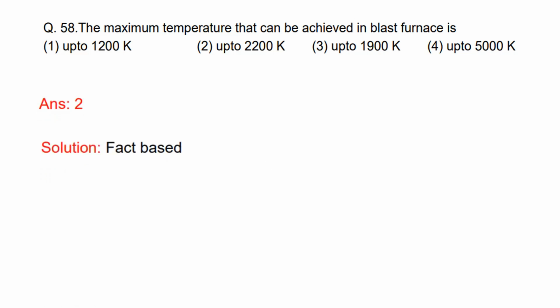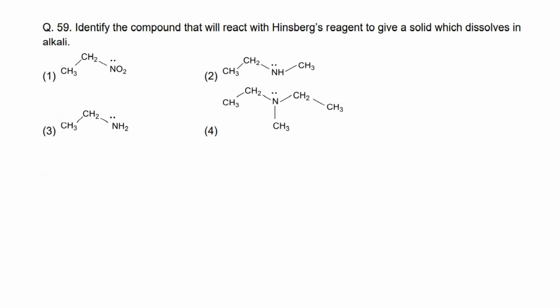Next, question number 59 we will see. Identify the compound that will react with the Hinsberg reagent to give a solid which dissolves in alkali. That should be a primary amine, because a primary amine reacts with the Hinsberg reagent and will give you a salt that dissolves with sodium hydroxide or alkali.